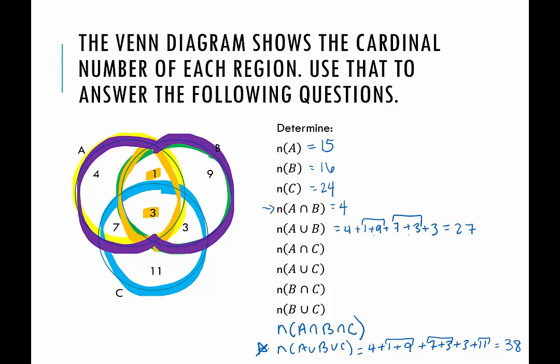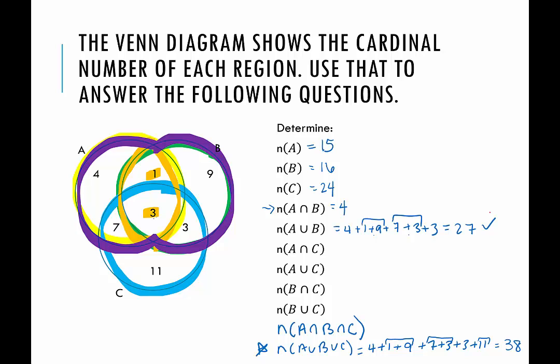And so now if we work backwards and we said, okay, we know that there's a total of 38 in here. And if here we're looking for A union B, we want to subtract away the 11. So 38 minus 11 gets us back to 27. Does that make sense? We'll try it again, don't worry.